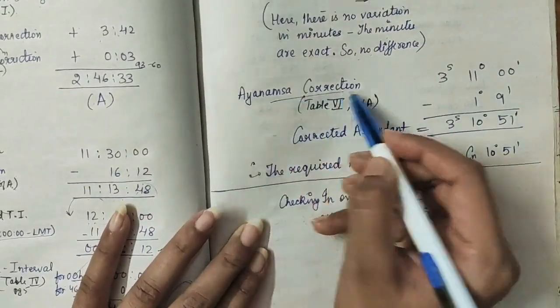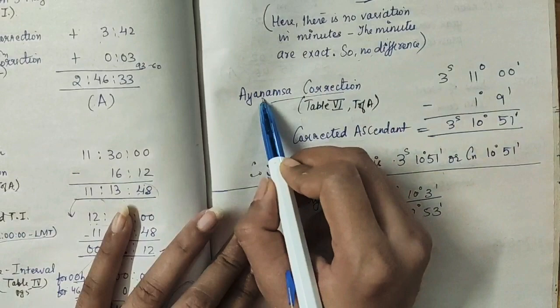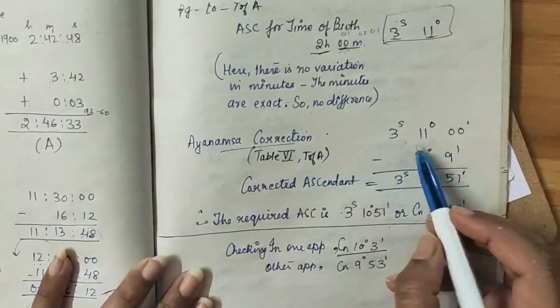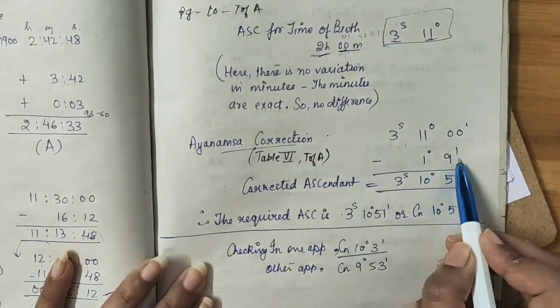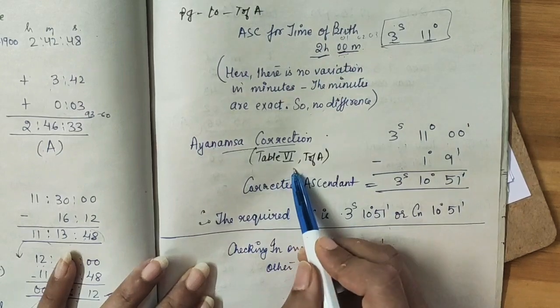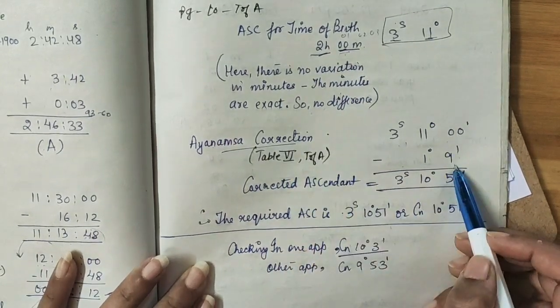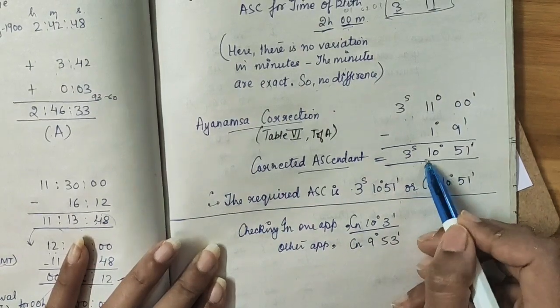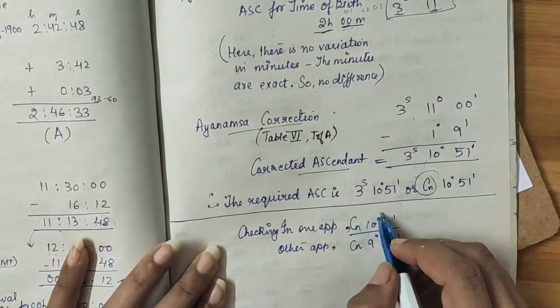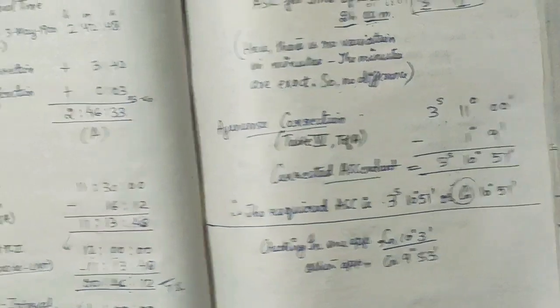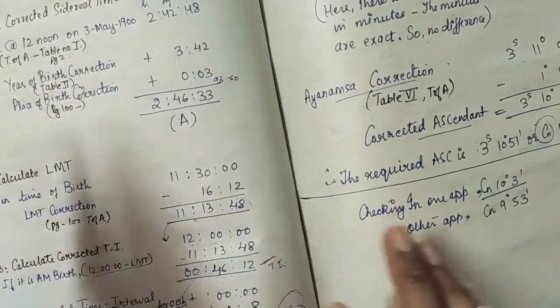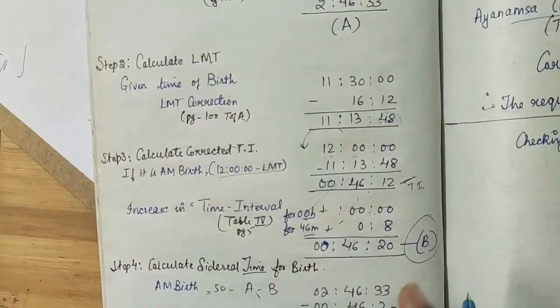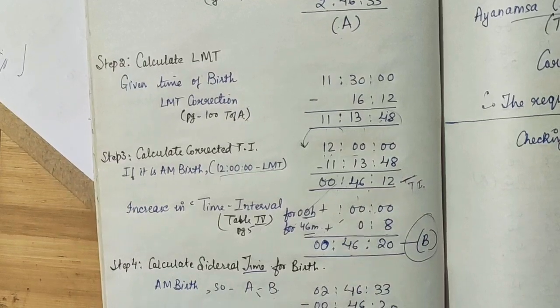Applying the correction on this direct value, the Ayanamsha correction to the ascendant value, you will get minus 1 degree 9 minutes. This is from table number 6, table of ascendants. You will get it, and the corrected ascendant you get here is this: 3 signs means Cancer ascendant. Okay, so this way you have to do the AM one and the PM one. All the best. Hare Krishna.